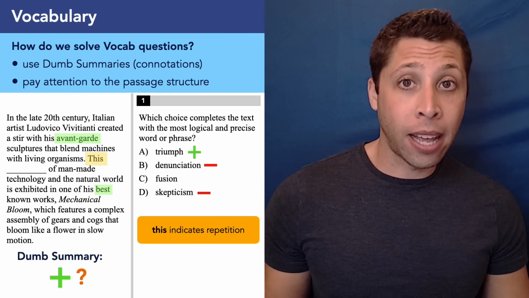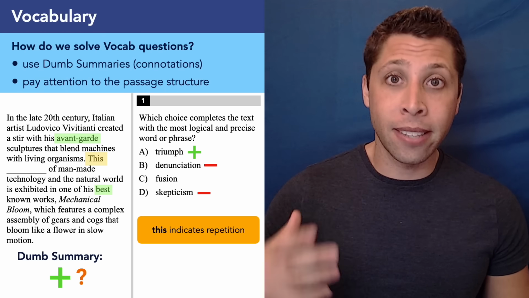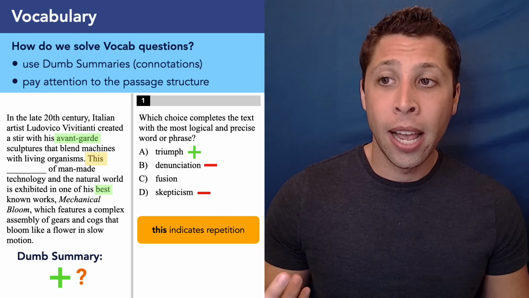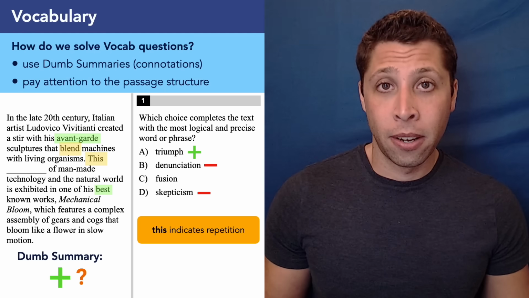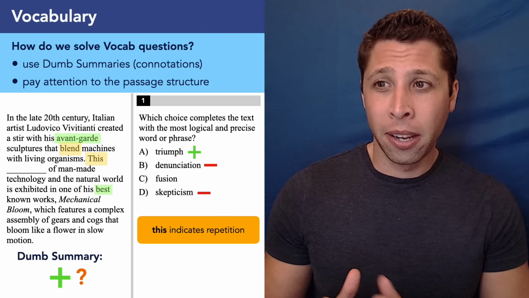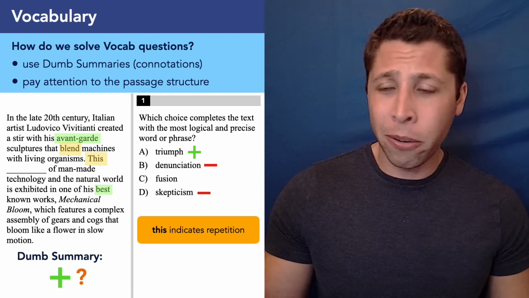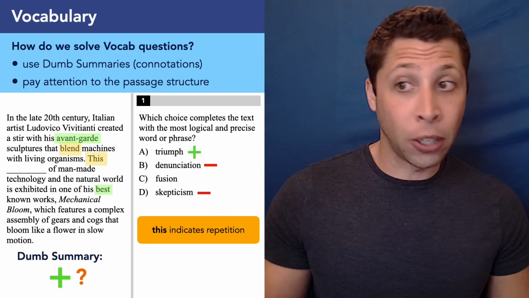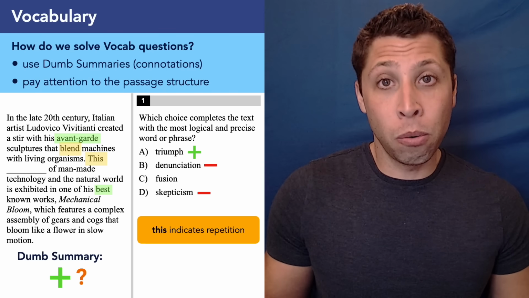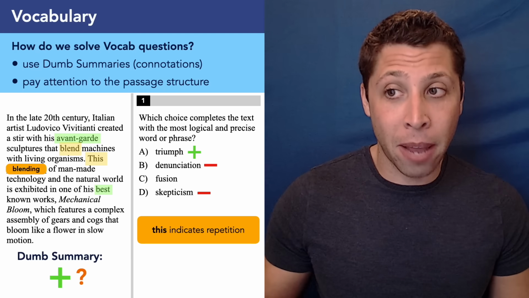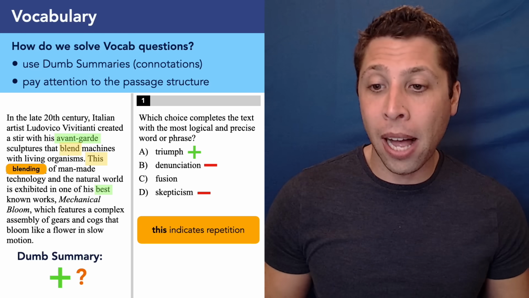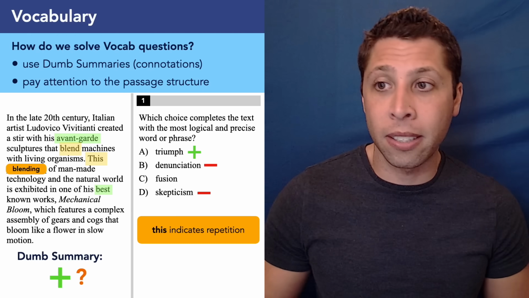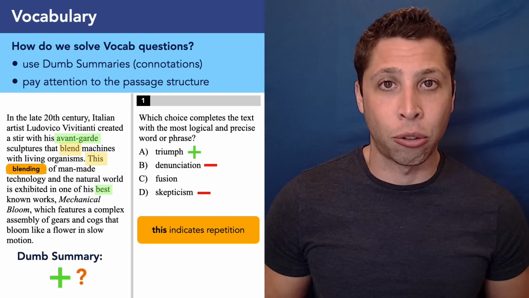So now I'm looking back at that first sentence and I'm looking for something that stands out, that matches with what's going on in the blank, that repeats something that's coming up later. And I noticed the word blend. Okay, so here's the symmetry. This person, Ludovico, his sculptures blend machines with living organisms. So this blending of the man-made technology in the natural world, blah, blah, blah, right? It's basically the exact same situation. We're blending machines and living organisms. We're blending technology and the natural world.